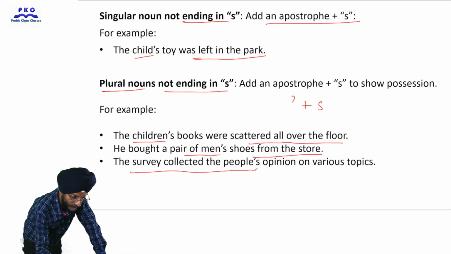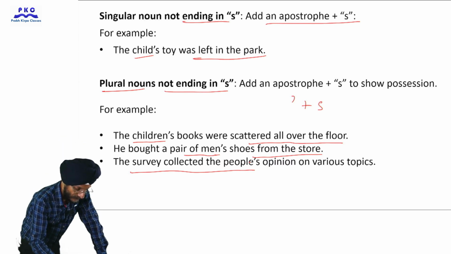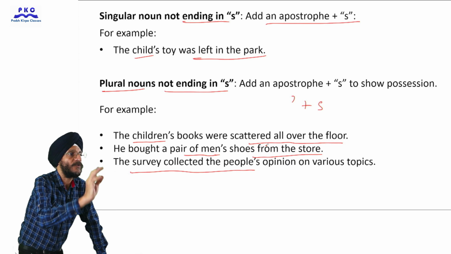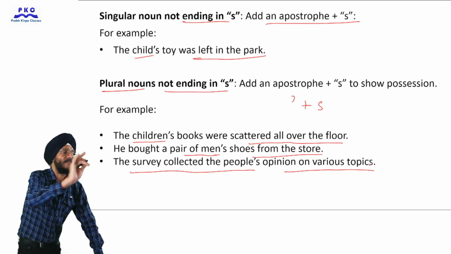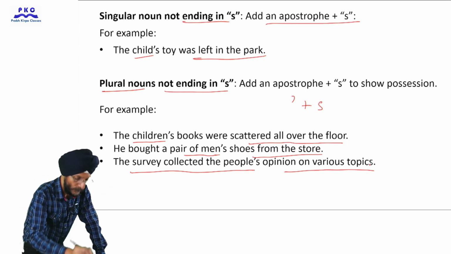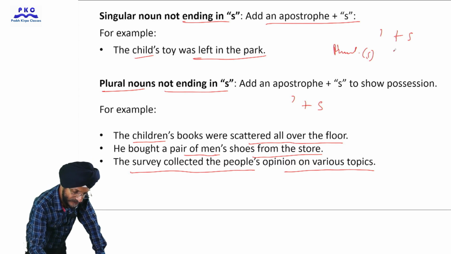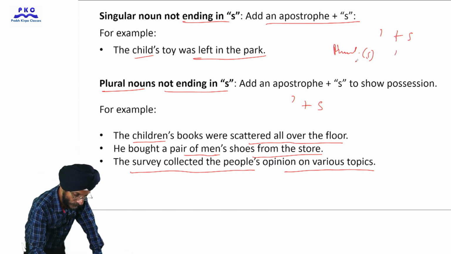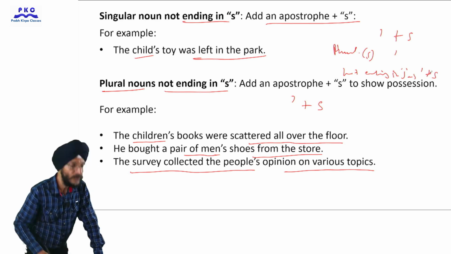The survey collected the people's opinion. Here the word people ends with e and not s. So here we have added apostrophe plus s to show possession. The survey collected the people's opinion on various topics. So what have we learned so far? In the case of a singular noun, to show possession, we add apostrophe plus s. In the case of a plural noun ending in s, we simply add an apostrophe. But in the case of a plural noun not ending in s, we add apostrophe plus s to show possession.